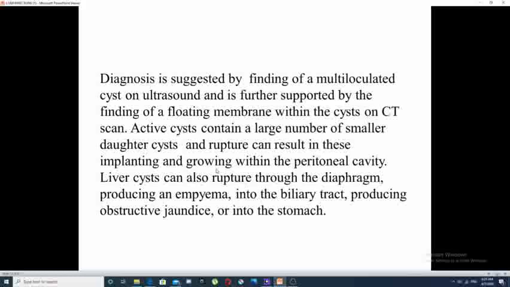A liver cyst can also rupture through the diaphragm, producing empyema of the pleural cavity, or it can rupture into the biliary tract, which might result in obstructive jaundice.